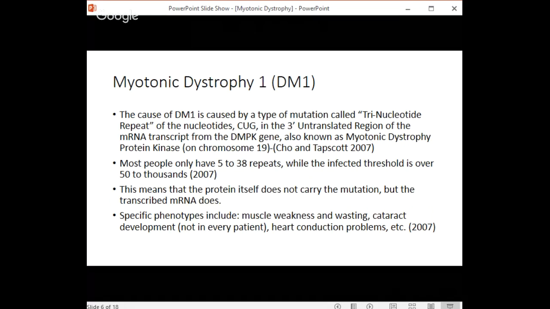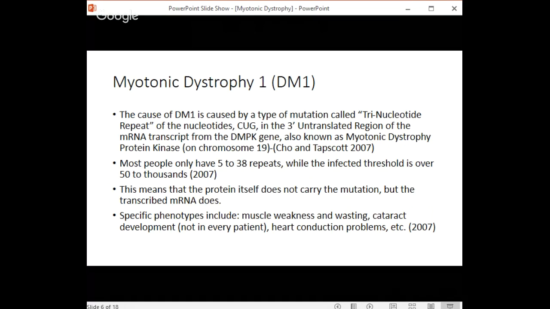So more into myotonic dystrophy 1. Myotonic dystrophy 1 is caused by something called trinucleotide repeats of nucleotides CUG in the 3' untranslated region of mRNA transcripts of the DMPK gene on chromosome 19. And this DMPK gene is known as myotonic dystrophy protein kinase. So it has a lot to do with myotonic dystrophy.